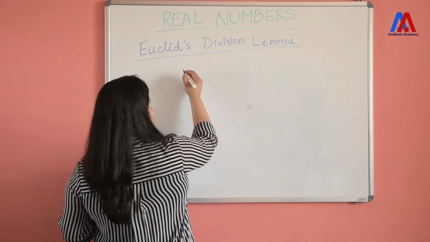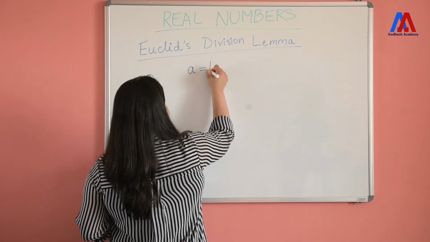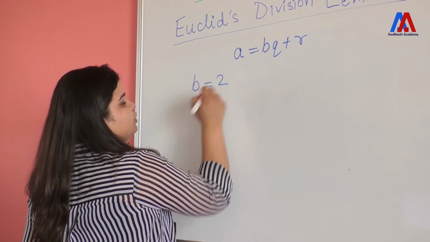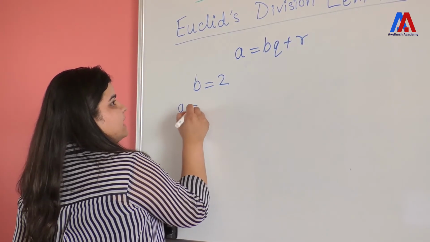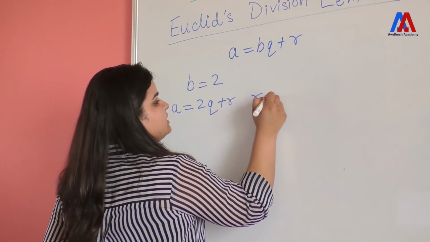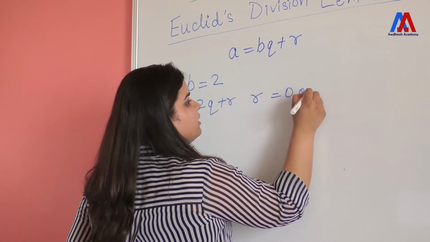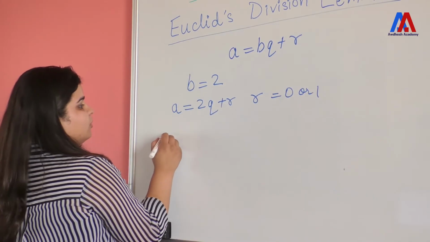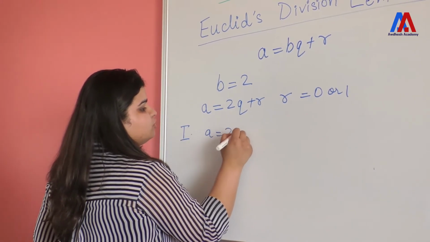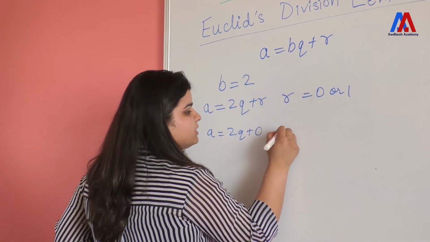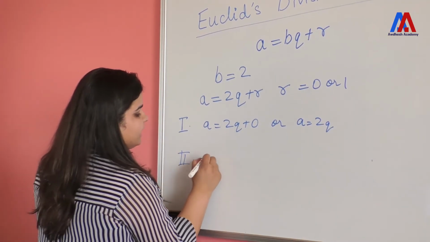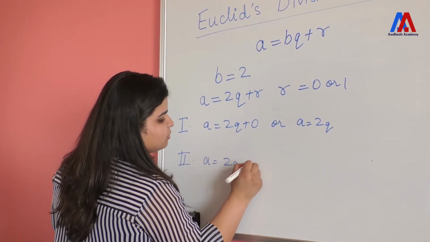By Euclid's division lemma, we have a equals bq plus r. Suppose we take b equal to 2. So our equation becomes a equals 2q plus r, where r is either 0 or 1. So there are two cases for a: a equals 2q plus 0, or simply a equals 2q, and the second case is when a equals 2q plus 1.